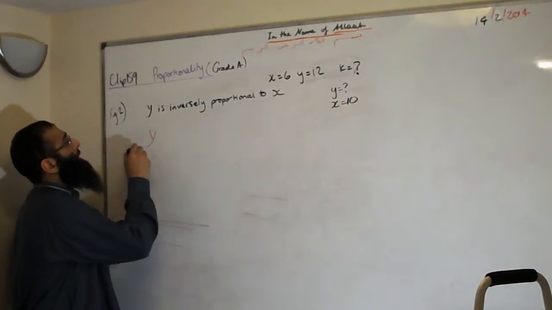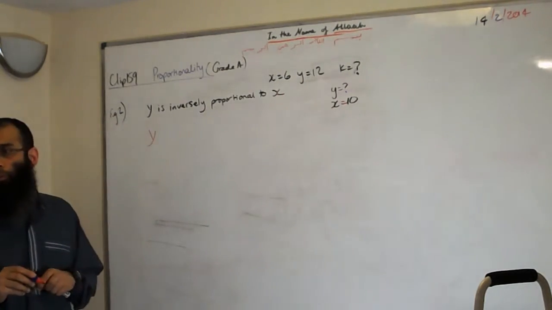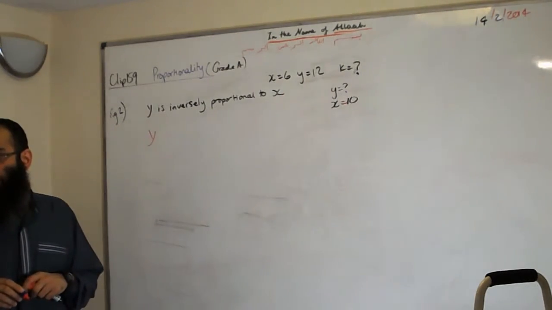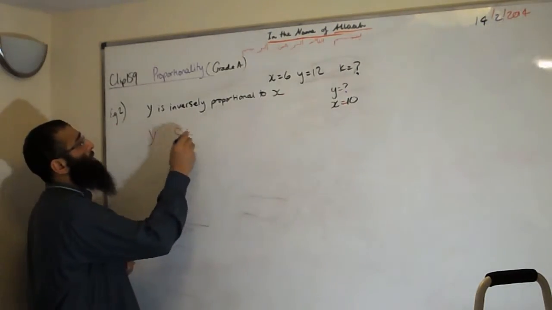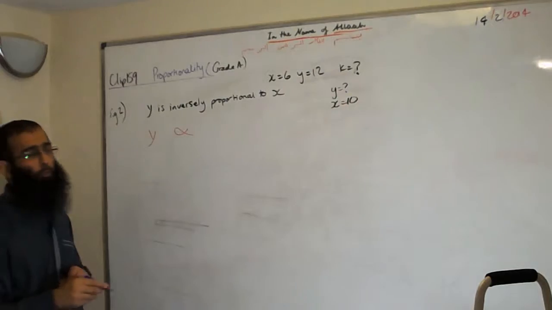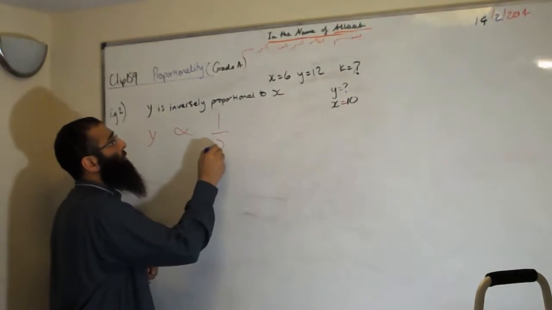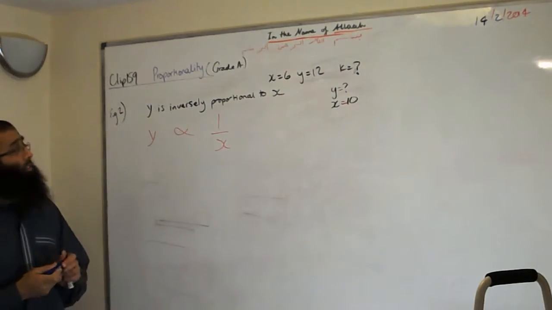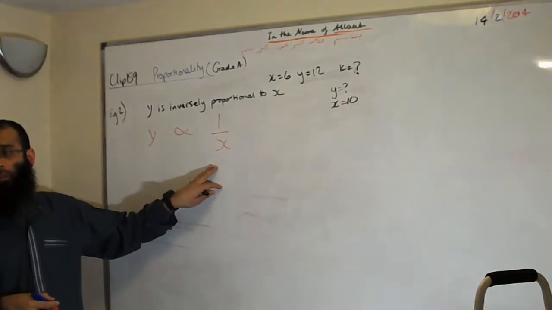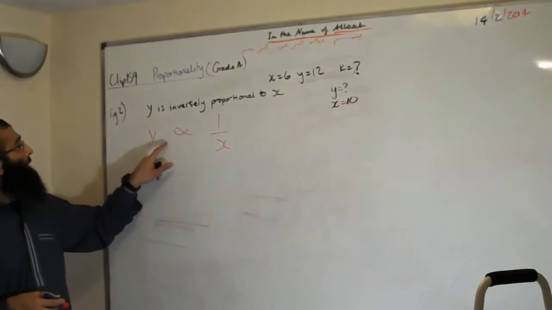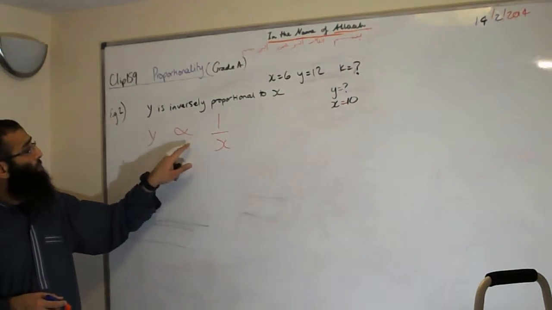So you say y is inversely proportional to x. Normally if you write down a proportion sign like this, but when you want to say inversely proportional to x, you put the x under 1. That indicates that the x is inversely proportional. So y is inversely proportional to x.